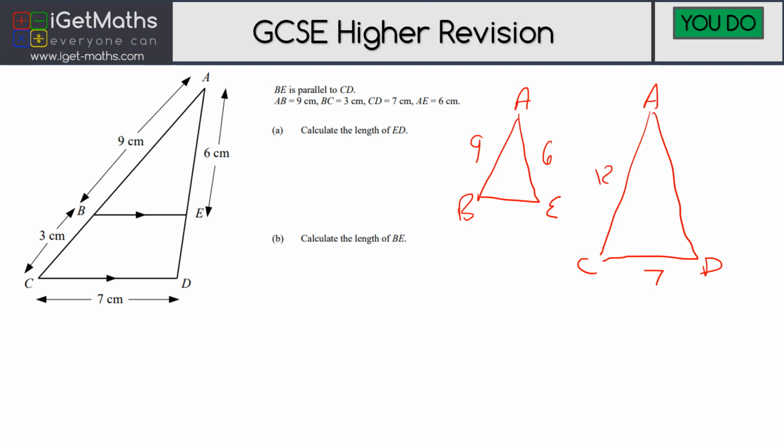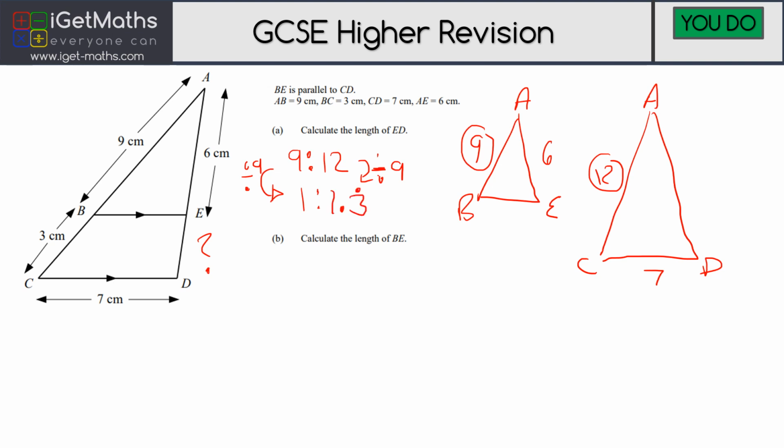Calculate the length of ED. So we need this length here. So again, we need corresponding sides. So you've got 9 and 12. And you're going to find the linear scale factor. So you're going to go 9 to 12. You're going to divide it by 9 to get it to the form of 1 to n. So that'll give you 1. And then we're going to do 12 divided by 9. And 12 divided by 9 on your calculator will give you 1.3 recurring. It's important that you remember the 3 recurring.